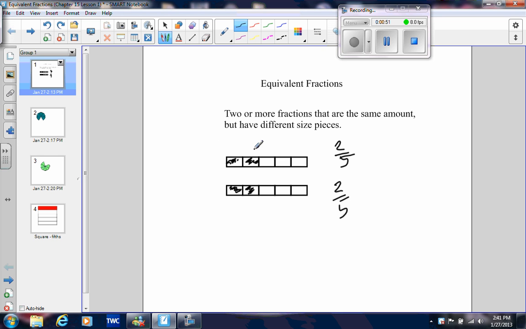As we continue with the slides, we'll have the same amount. However, these pieces will be different sizes. They won't be identical in size like this.